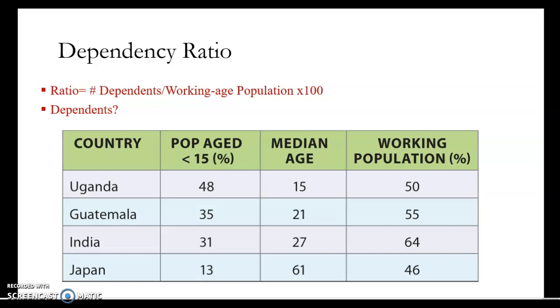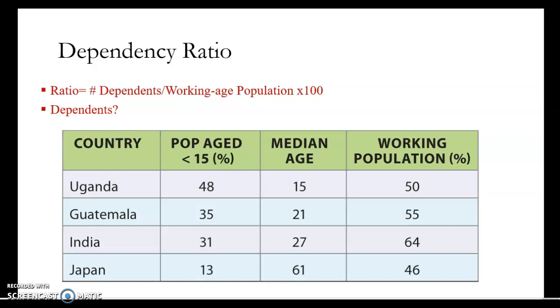So you'll notice here in Uganda that the working population is about 50% of the total population, meaning between the ages of 15 and 65. In Guatemala, we have 55%. In India, we have 64% of the population of working age. India, in stage 3, would fall into that demographic dividend, where the vast majority of the population is of working age, so they are contributing to society.